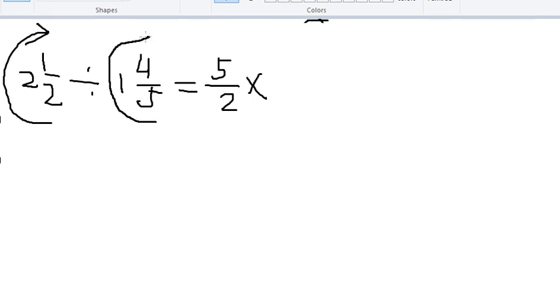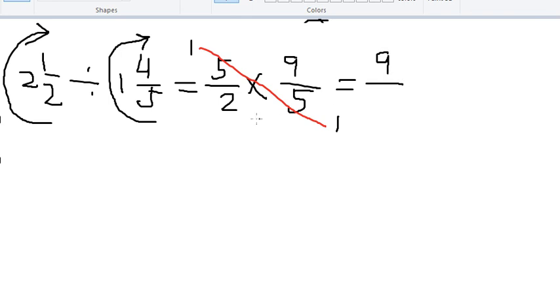Then, ito muna, convert. 5 times 1 is equals to 5. Plus 4 is equals to 9. And then, copy the denominator. Tignan kung pwede tayo mag-cancel. Meron, ito. Both are divisible by 5. So, 5 divided by 5 is equals to 1. 5 divided by 5 is equals to 1. Then, we multiply. 1 times 9 is equals to 9. And 2 times 1 is equals to 2.